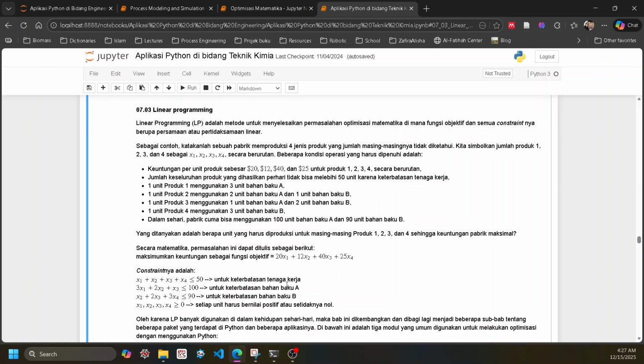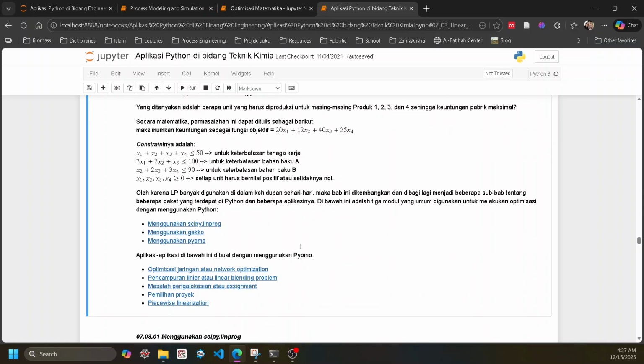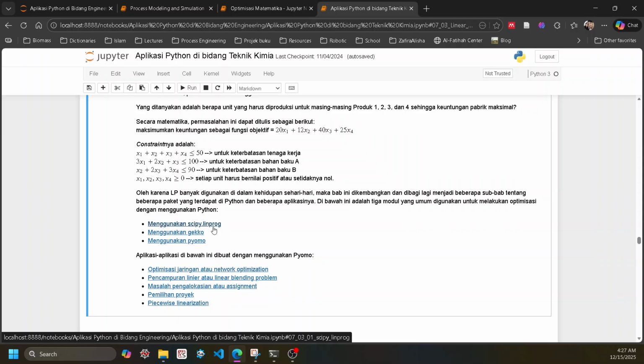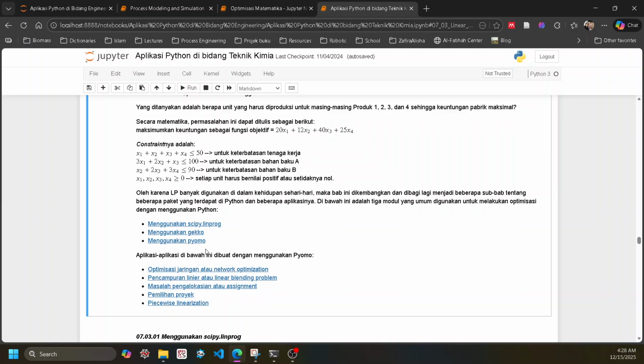This type of problem, which I call a resource allocation problem, is very common in industries, and typically it will be solved using linear programming in this manner, because the objective function is linear, and the constraints are all linear as well. And in Python, there are many ways to solve this. We use scipy's linprog for linear programming, we use gekko, and we use pyomo.